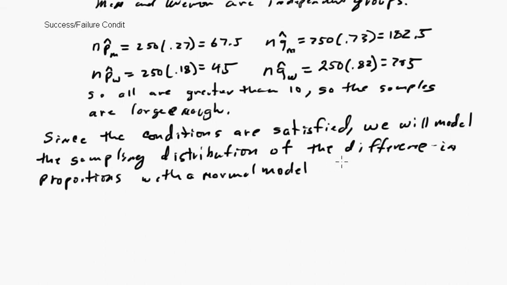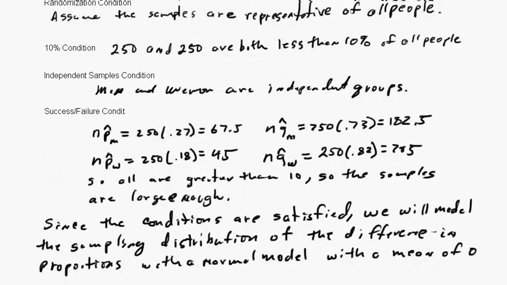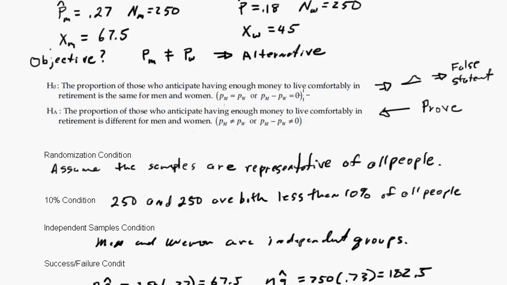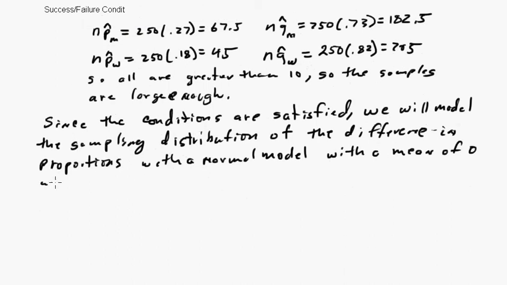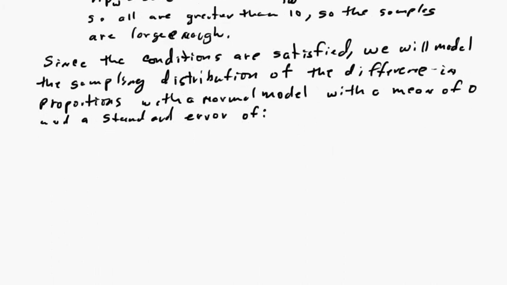Okay, with a mean of 0, right? Because that's what we're hypothesizing right here, 0. So the center, according to the null, would be 0, and a standard error of, and then I believe we're going to have to pool, right? We're going to have to do p hat pooled. So first we do p hat pooled.